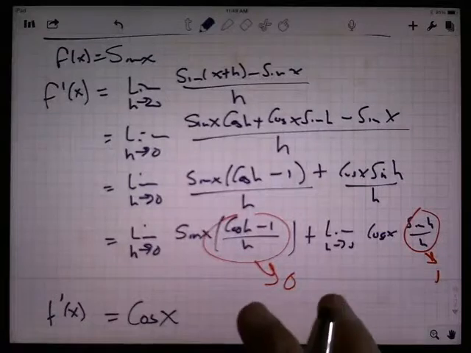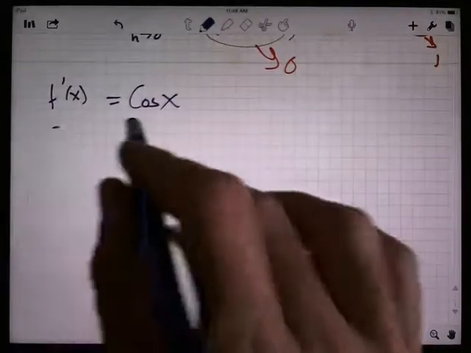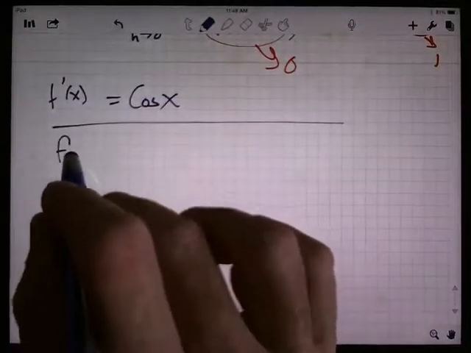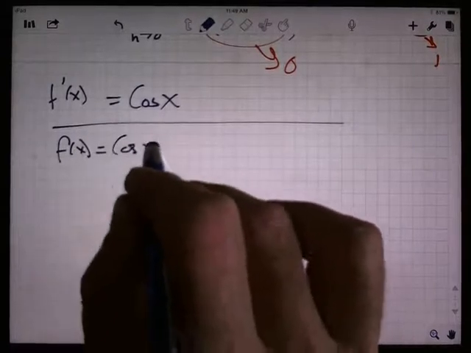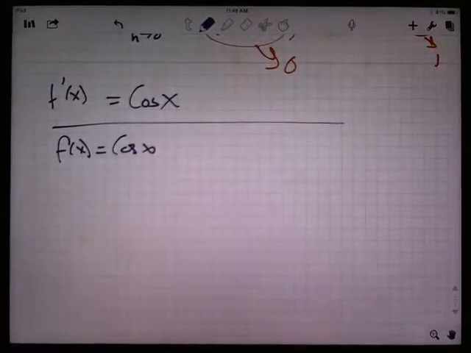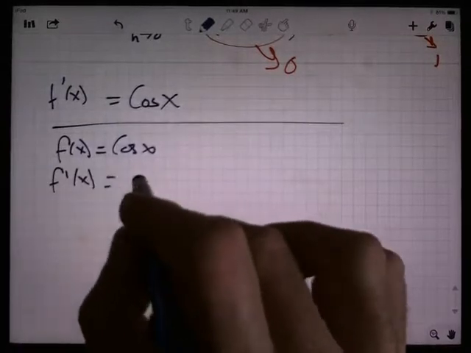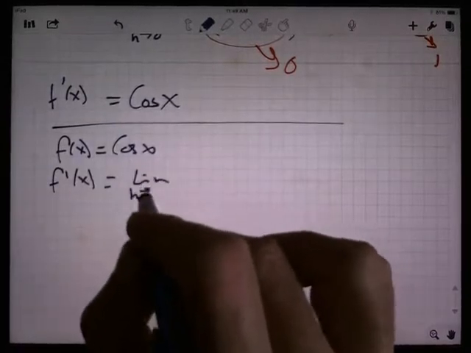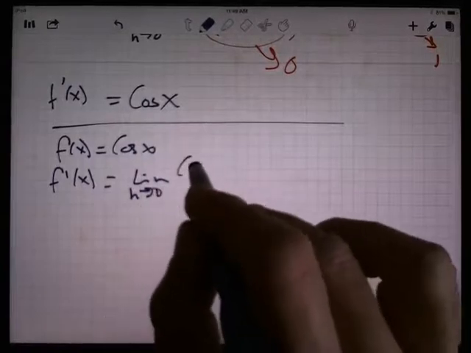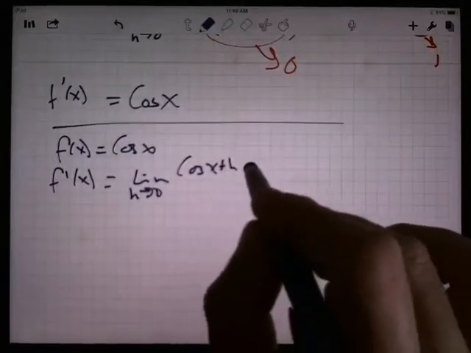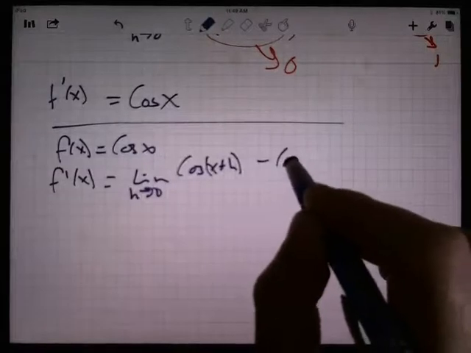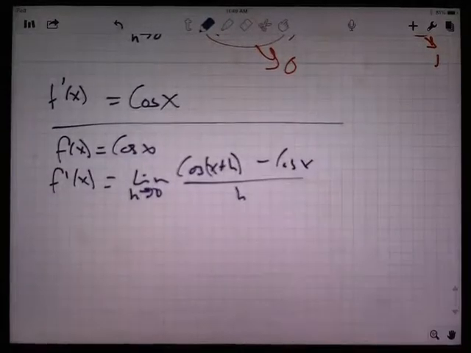And we are going to do the derivative of cosine x while we're here as well. Okay, so here we go. f of x equals cosine x. What's f prime of x? Well, by definition, it's the limit as h goes to 0 of f of x plus h, so cosine of x plus h, minus f of x, which is just cosine of x, all over h.